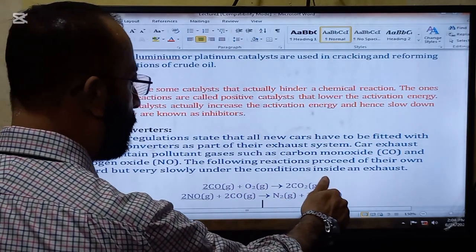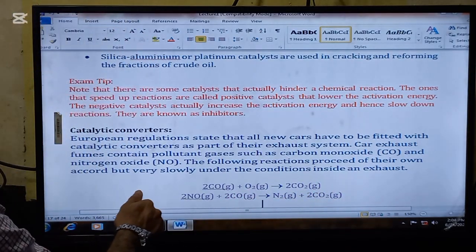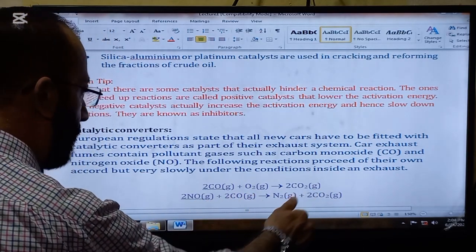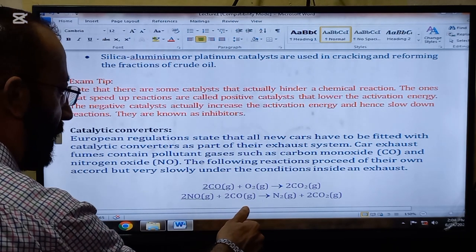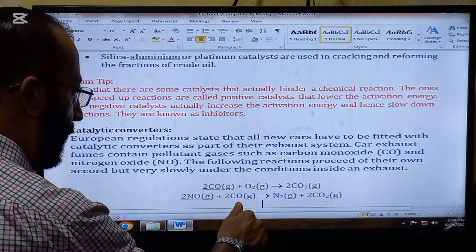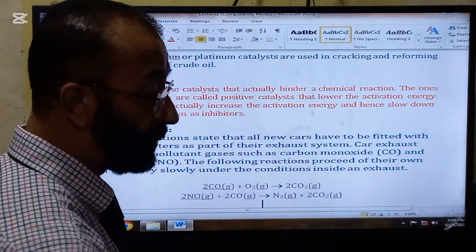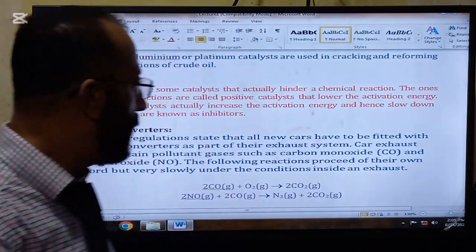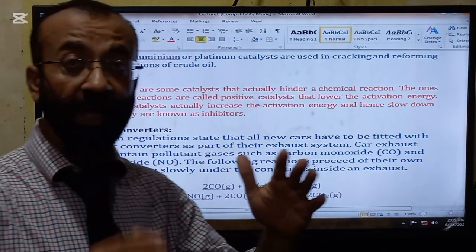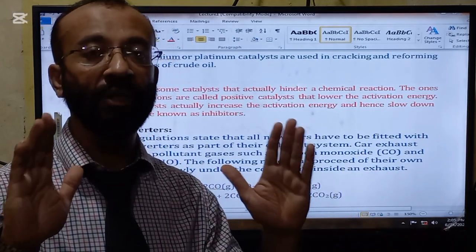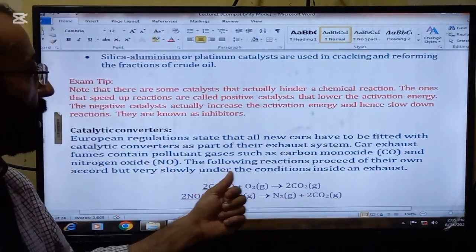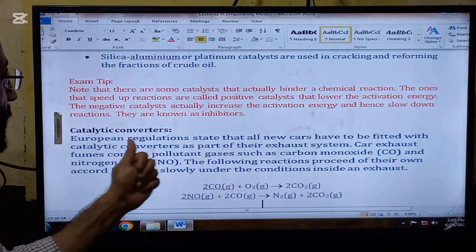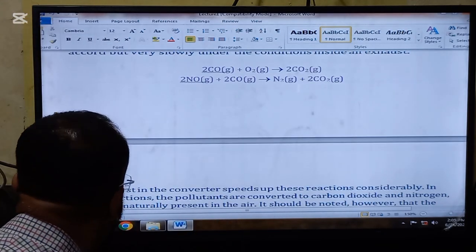The following reactions proceed of their own accord, but very slowly under the conditions inside an exhaust. So carbon monoxide plus oxygen forms carbon dioxide, and nitrogen monoxide with further addition of oxygen forms nitrogen. So this is the function of the catalytic converter used in modern cars. They produce carbon dioxide and nitrogen, which are already present in the environment and which are less dangerous as compared to carbon monoxide and nitrogen monoxide. So this is the function of using catalytic converters in modern vehicles.